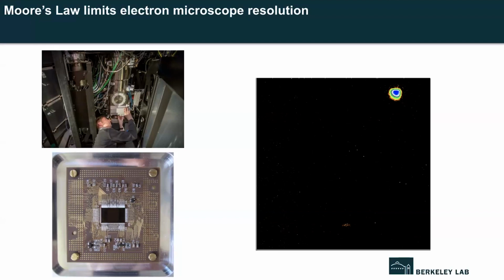You can see that this is a chip with, I think, 4,000 by 4,000 pixels. And there are a few little dots. Those aren't like dirt on the screen. Those are the electrons actually appearing. Up at the top right, we see a big blob, a big concentration of electrons. And so this is the kind of thing that electron microscopes work with.